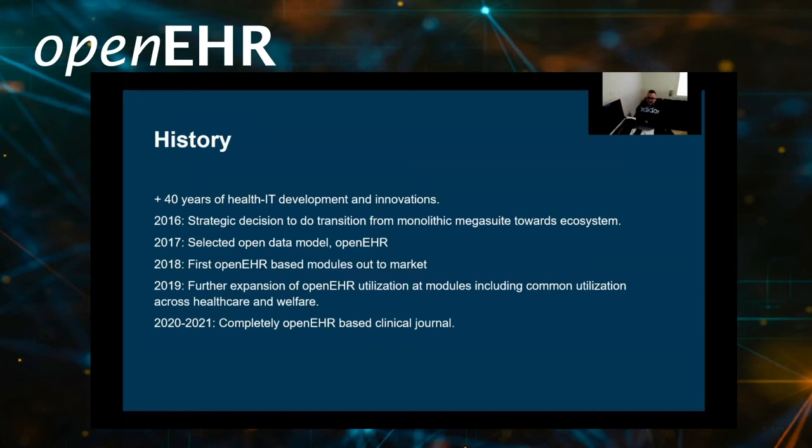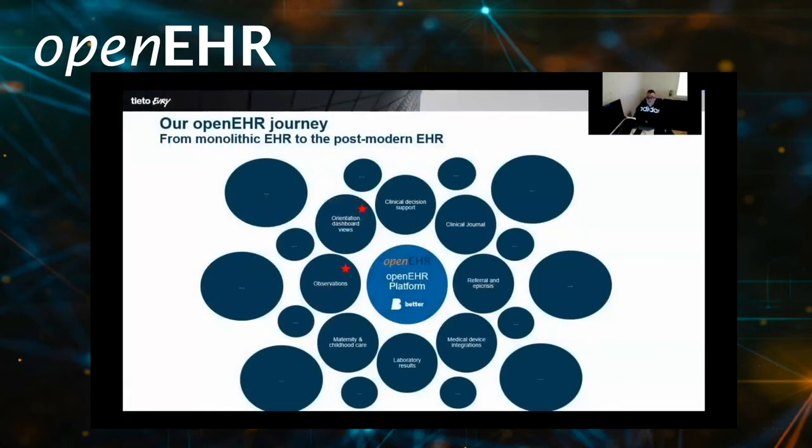Then in 2018, we had first openEHR-based modules out to market, and in 2019, we continued to track, and for example, started to implement common solution across healthcare and welfare based on the openEHR. And now, 2021, we are continuing with the completely openEHR-based clinical journal. That's where we are at the moment. In the journey, we have implemented multiple modules and we have done quite a lot based on the openEHR on top of the better platform.